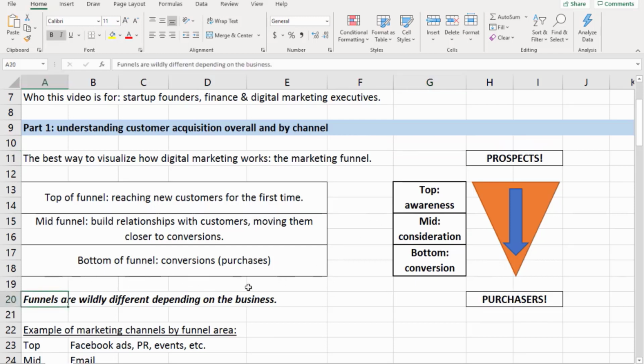And so funnels are really, really different depending on the business. For instance, a business with a very high price may have a very long funnel where the customer needs to think about it for many months before they buy. But with a very low price product, it could be that most of the conversions happen immediately. Basically the top of the funnel and the bottom of the funnel are not very far apart.